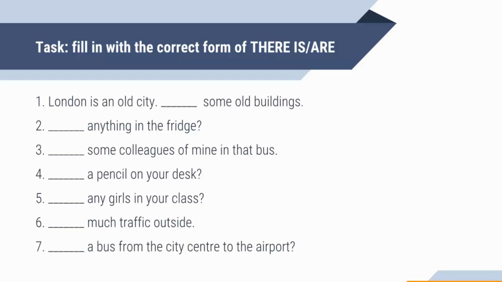Much traffic outside. There isn't much traffic outside. Well, this sentence exactly, just remember that much is used in a negative sentence. That's how I understood that we need there isn't. The positive form, a lot of. Okay? Enough for this. There isn't much traffic outside. A bus from the city center to the airport. Question, noun in singular, is there. Is there a bus from the city center to the airport?